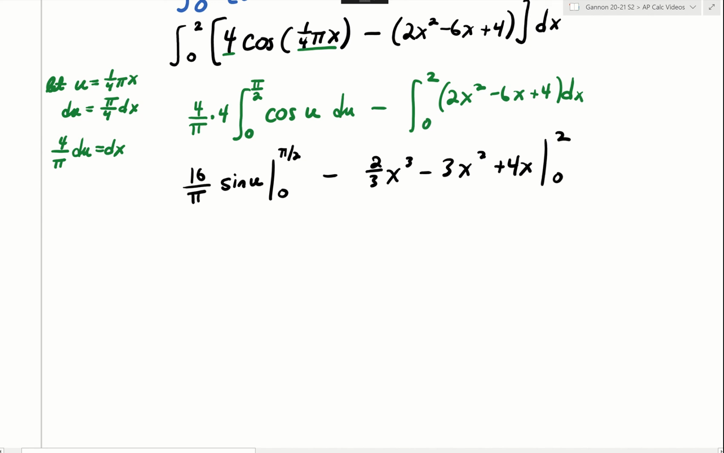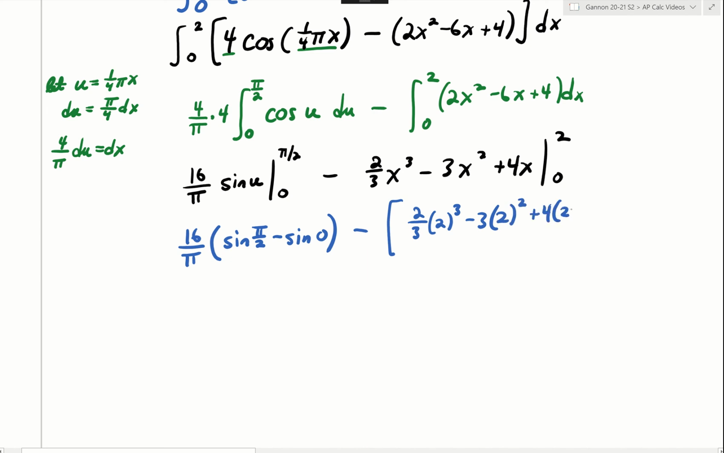All right, so keep that in mind. We've got 16 over pi. This becomes sine of pi over 2 minus sine of 0. And then you're subtracting all of this. So this is 2/3, 2 cubed minus 3 times 2 squared plus 4 times 2. And then when I plug in 0, it's all going to just become 0. So I'm not going to worry about showing all of that.